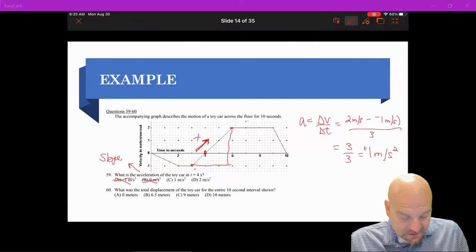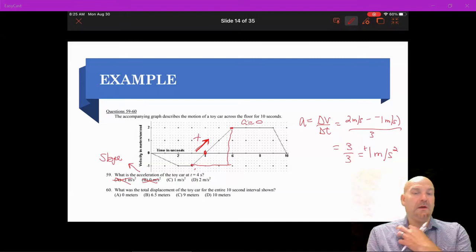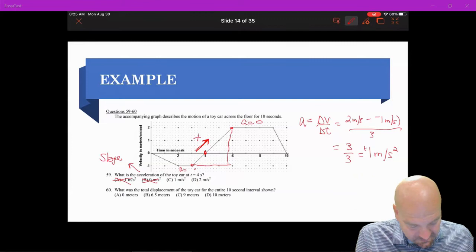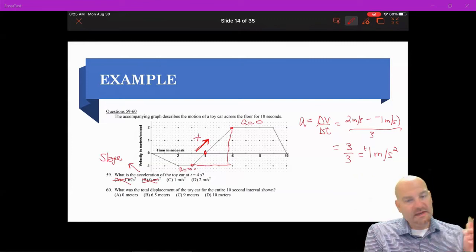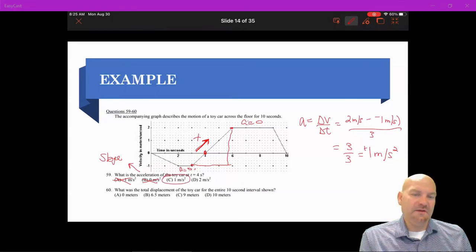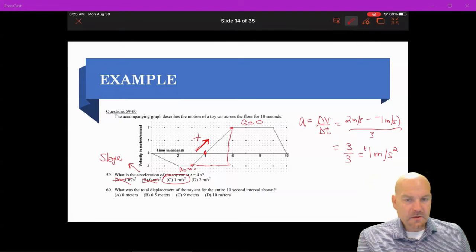0. Now, this is where your acceleration would be 0, okay? That's a constant velocity piece, right? Down here, your acceleration would be 0. But anytime you have a sloped line, your acceleration is not 0. So through our math, we found that our answer would be C, 1 meter per second squared.